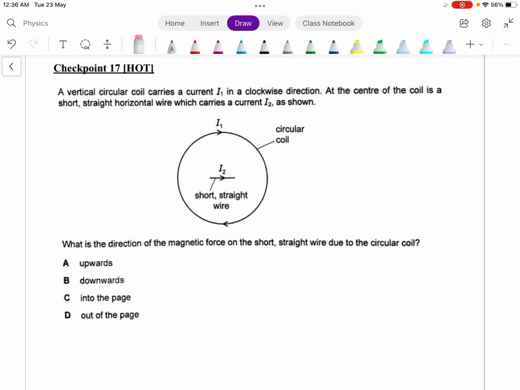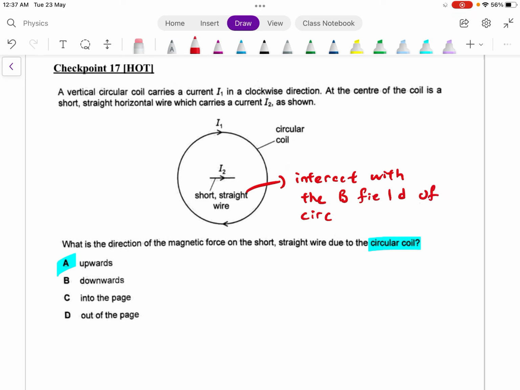Alright, so just to extend the question for checkpoint 17 of the electromagnetism, right? So we are asked to find what is the magnetic force on the short straight wire due to the circular coil. For this question, we know that the answer is A, which is upward. Why is that so? Because always remember, the short straight wire will want to interact with the B field of the circular coil.